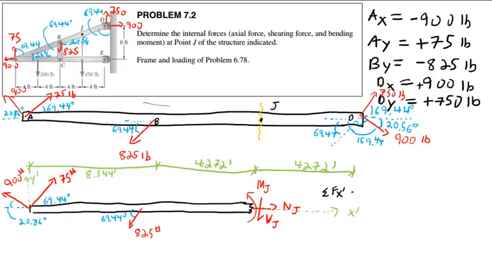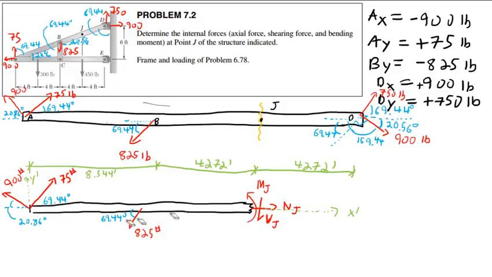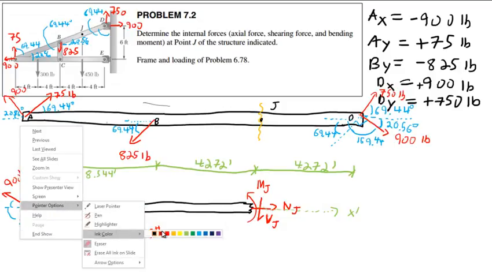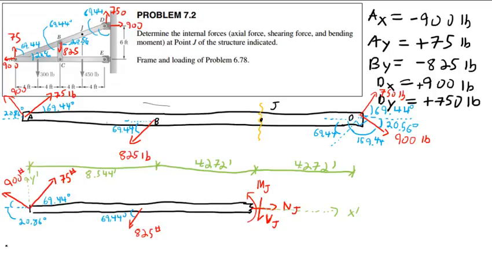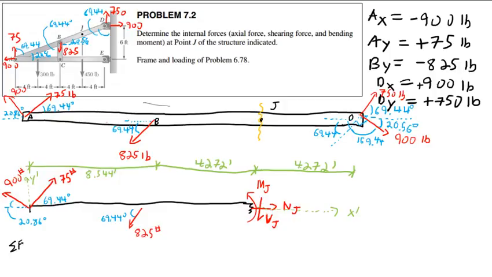And then, let's see. I'll start from left to right, I guess. Or actually, I might need more room than what I have here. Let's write this over here. So I'm going to have negative 900, I need to write my summation again. So summation of forces in the x prime direction is going to be equal to negative 900 cosine 20.86.